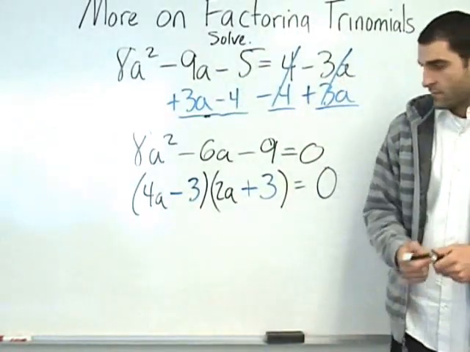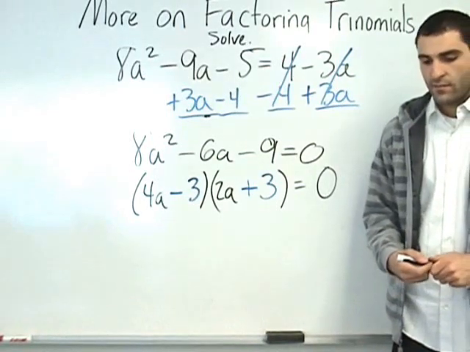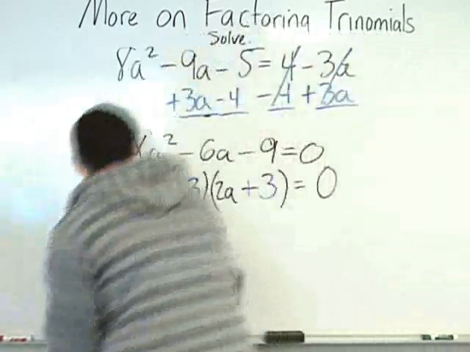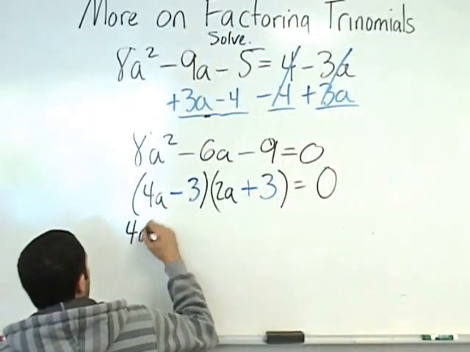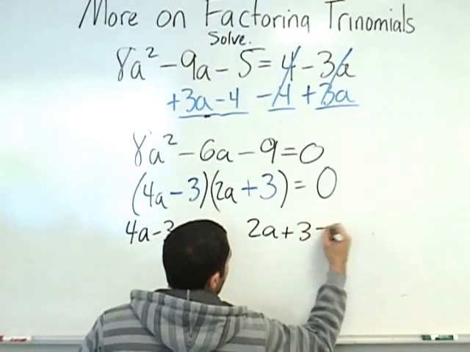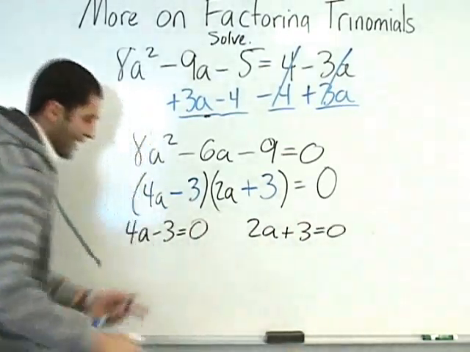You have to find out what a is. So you do 4a minus 3 equals 0. So set them both to 0. 4a minus 3 equals 0, 2a plus 3 equals 0, and solve both of these.